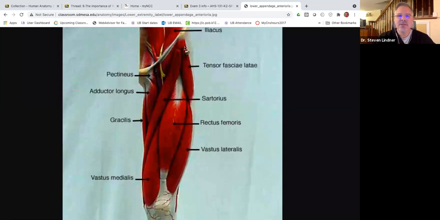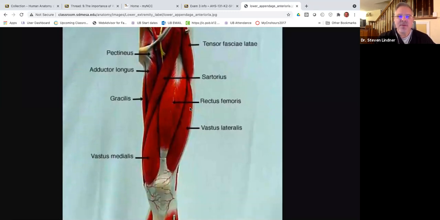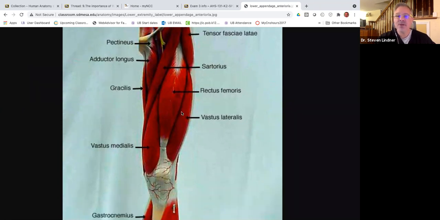Okay, so let's see what else we have here. We can also see in the front of the thigh 3 of the 4. There are 4 quadriceps, hence the name quadricep. Quad means 4. So quadricep is 4 muscles, but superficially we can see 3 of them.